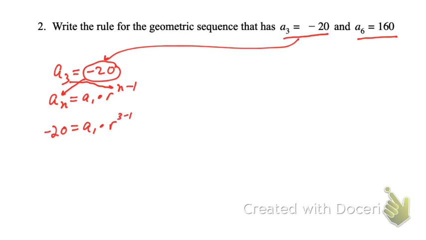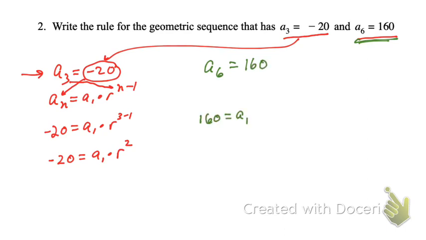So I would say to myself, when I see that the a sub 3 is -20, I would say, how do I get to -20? I start at the first term and I multiply by 2 r's, or r squared. Okay. Then I would do the same thing with this second piece of information, that the sixth term is 160. So I would say, how do I get to that 160?